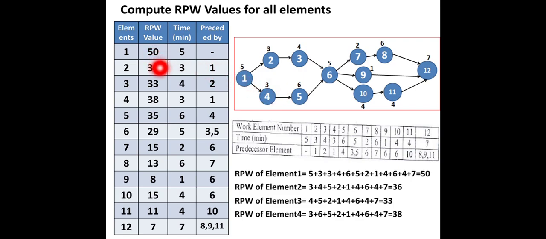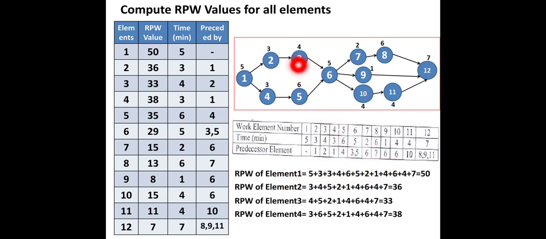Now I will teach you how to get it for element number 2. For element number 2, the downward arrow is not there, only this arrow, that is 3 plus 4 plus 5, that is 7 plus 5 is 12. 12 plus 2 is 14. 14 plus 1 is 15. 15 plus 4 is 19. 19 plus 6 is 25, 29, and plus 7 is 36. So the RPW of element 2 is 36.